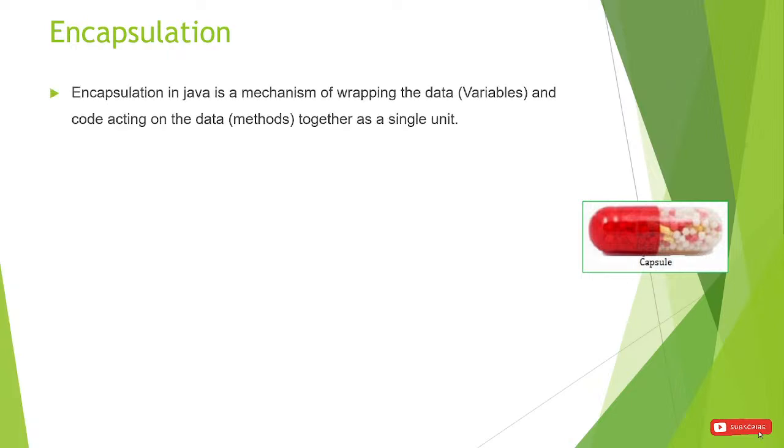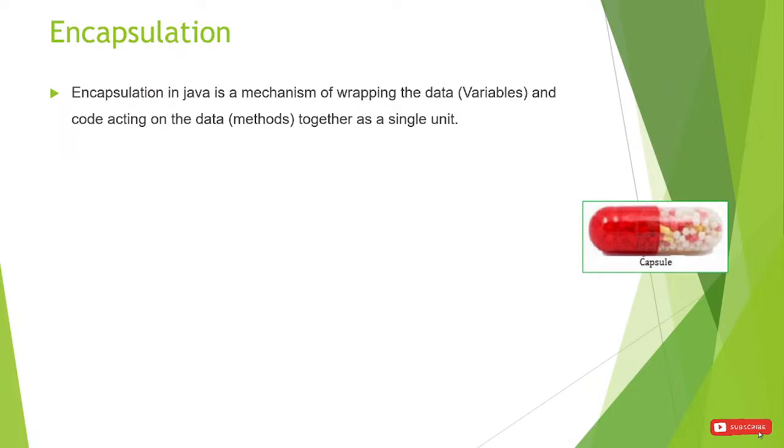Encapsulation is the mechanism in which we bind data and the code acting on the data together as a single unit. That means inside encapsulation we bind variables and methods together as a single unit. This is the simple meaning of encapsulation.